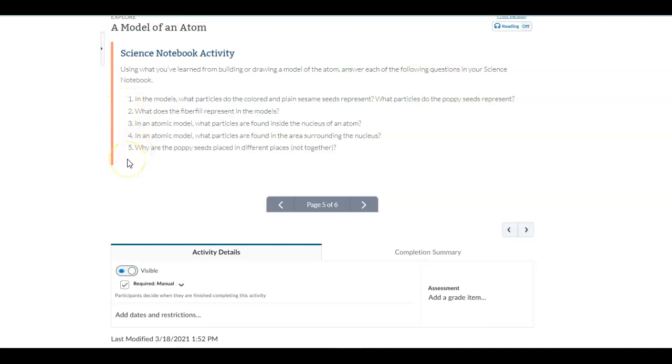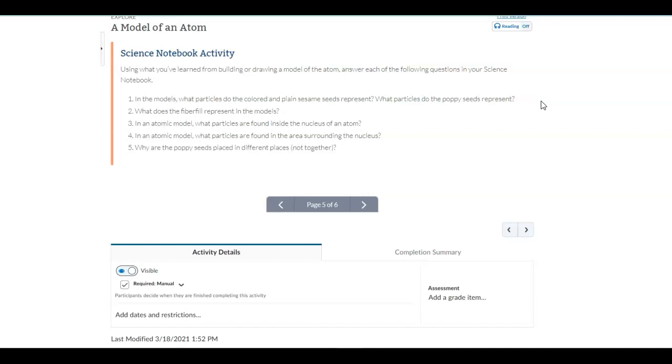So in the models, what particles do the colored and plain sesame seeds represent? And what particles do the poppy seeds represent? If you changed your model and did not use sesame seeds and poppy seeds, just indicate it. It's asking you what are the protons, the neutrons, and the electrons. So you're just telling me what in your model illustrates those things.